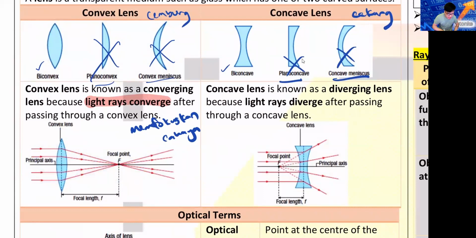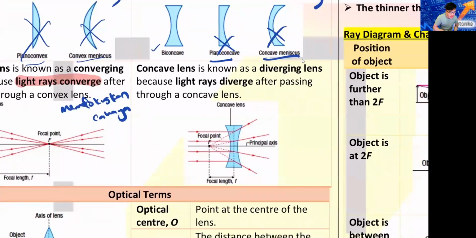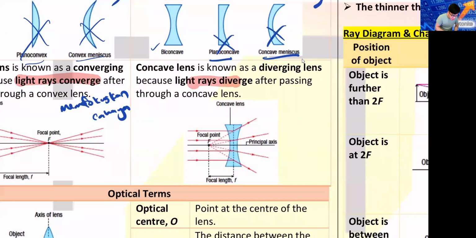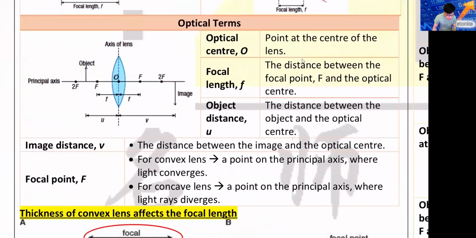Whereas your concave lens, your kanta cekung, they diverge your light. This is to mencapah cahaya. Capah means to go that way. Diverge, mencapah. That means I push the light rays out. Just now was to concentrate on one point, now is to capah this thing out. Easy, huh?